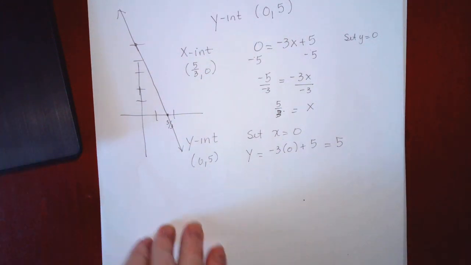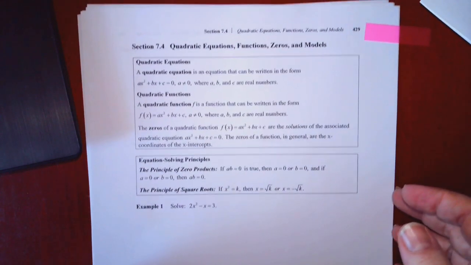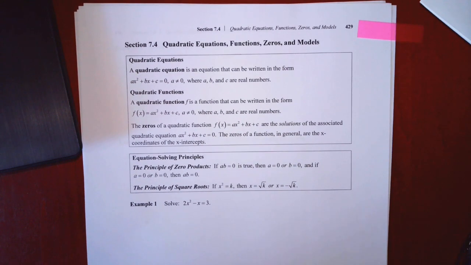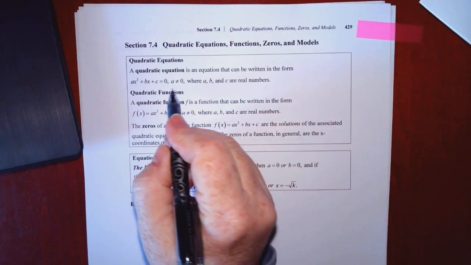We are going to move from lines to quadratic functions. So we're going to go from linear functions, where we have variables raised to the first power, to quadratic functions where our input is raised to the second power. If you have a quadratic equation, that's an equation that can be written in the form ax squared plus bx plus c equals 0, where a, b, and c are real numbers and a is not 0.